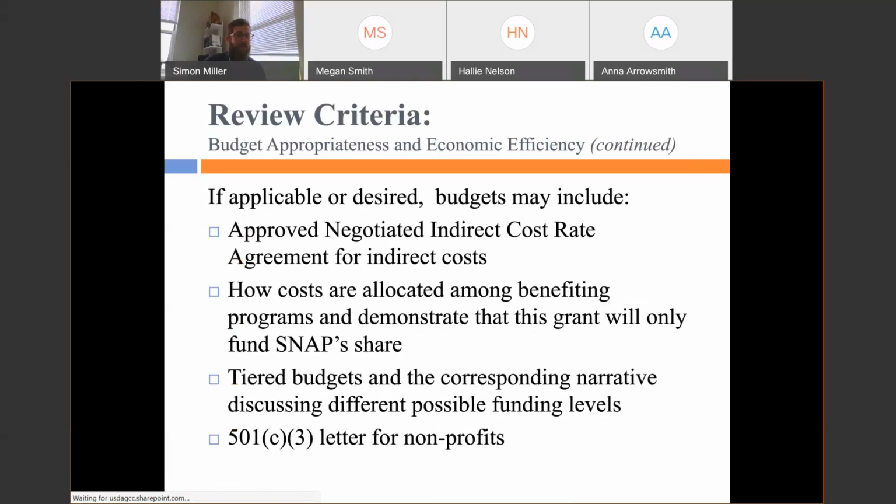So the RFA outlines additional requirements if proposals include indirect costs, projects that include programs other than SNAP, larger budgets, and nonprofit applicants or partners. Information about these items, should the proposal include them, should be within your budget section as well.